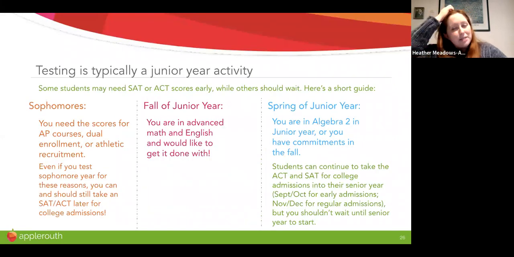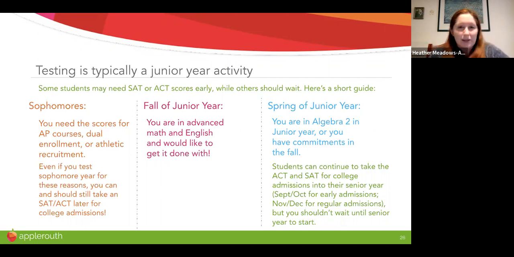Testing is typically something you do in your junior year, but there are different reasons why it may or may not be. Sophomores, sometimes you need the scores for AP courses. Some schools require you to have a minimum score to take APs. Or if you're doing dual enrollment, you do need a test to take dual enrollment. Even if you test for dual enrollment, you would take it again later on for admissions. Just keep that in mind. It's not one and done.